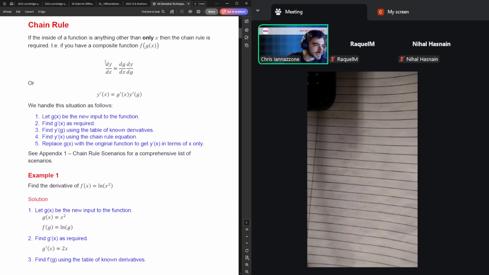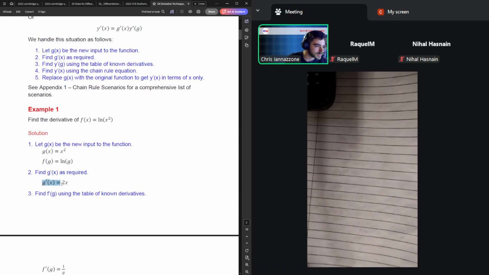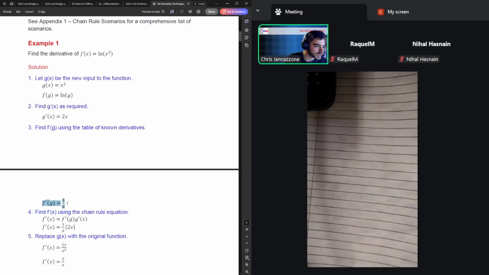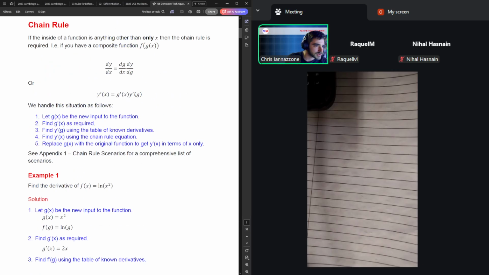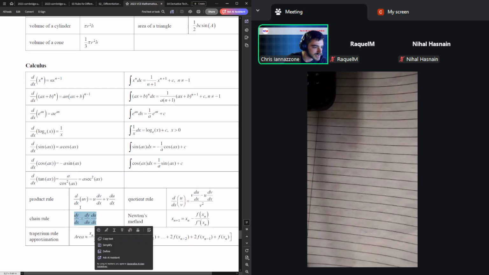So the actual formula is dy dx equals dg dx times dy dg. This is derivative of y when you write it in terms of g. This is derivative of g when you've written it in terms of x. So that's your dg dx, that's your dy dg. I've also written the dash version as well, if you prefer. But on your formula sheet, you'll get dy dx notation.